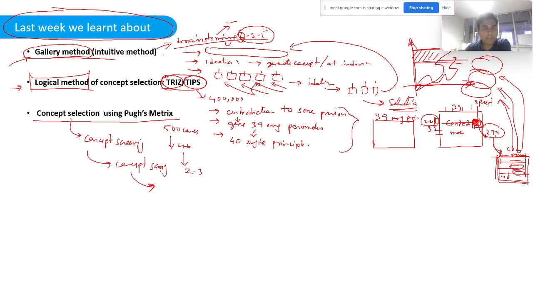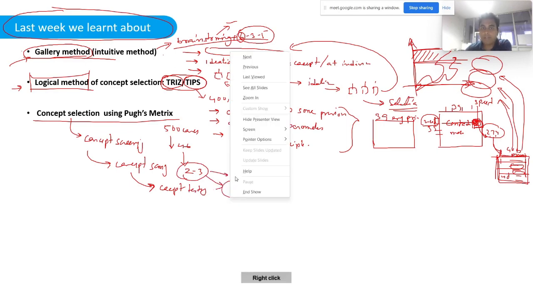So after concept scoring, we can go for concept testing. So using these two, three concepts, we can go for concept testing and then identify the best suitable concept after doing user testing.